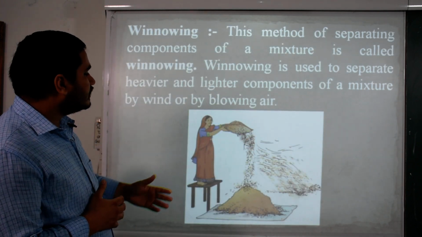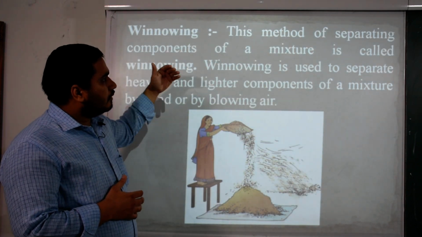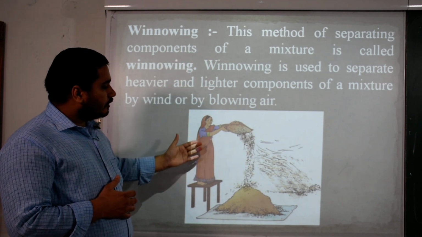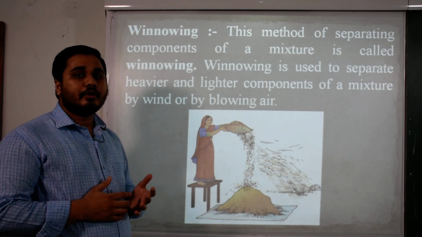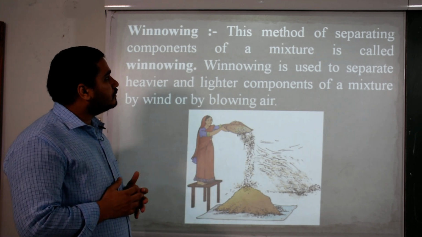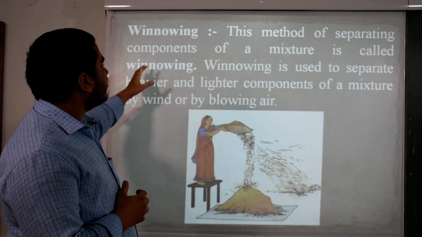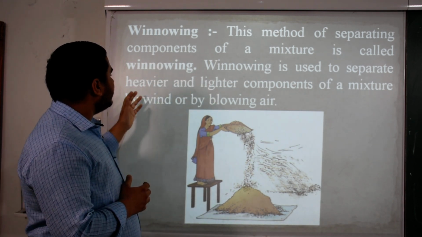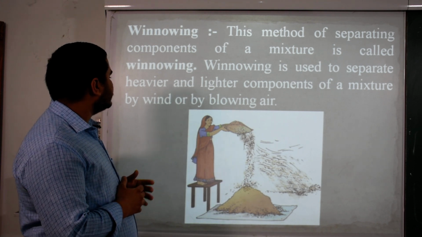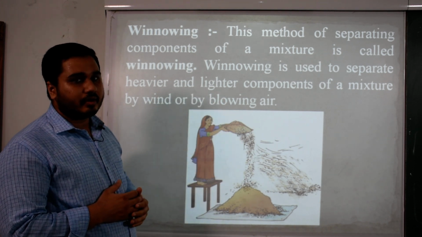Then winnowing. This is our old traditional process. Before reading the paragraph, we will look at the photograph. It will be very clear. If you talk to your mother or grandmother, they will easily explain this picture. This method of separating components of a mixture is called winnowing. Winnowing is used to separate heavier and lighter components of a mixture by wind or by blowing air.